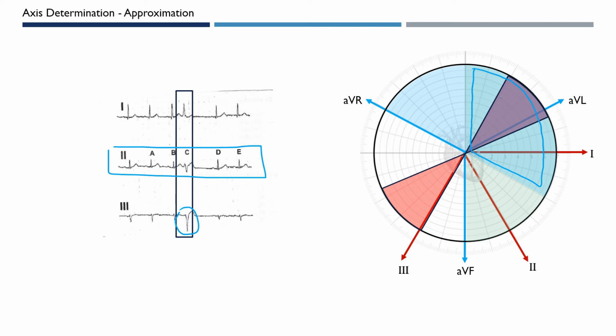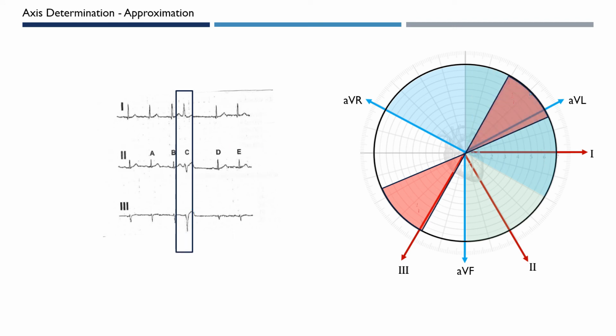We can see here this purple wedge, I'm shading right now, that purple wedge is where there's an intersection of all three of these leads. So it's likely that our axis of depolarization is within that purple wedge. On an exam question, there would only be one of the answers that would fit in this purple wedge. And so using this strategy would get you to the correct answer.